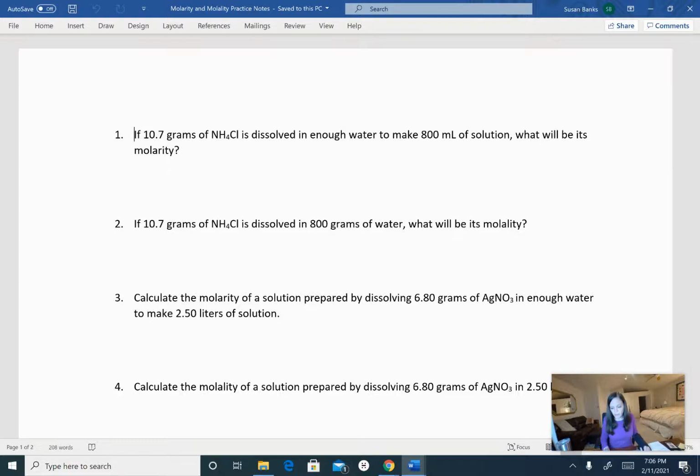All right, Gen Chem, we are going to practice more concentrations today. We're going to do some more things with molarity, moles over liters, and molality, moles over kilogram. So let's write that on the top of your notes.